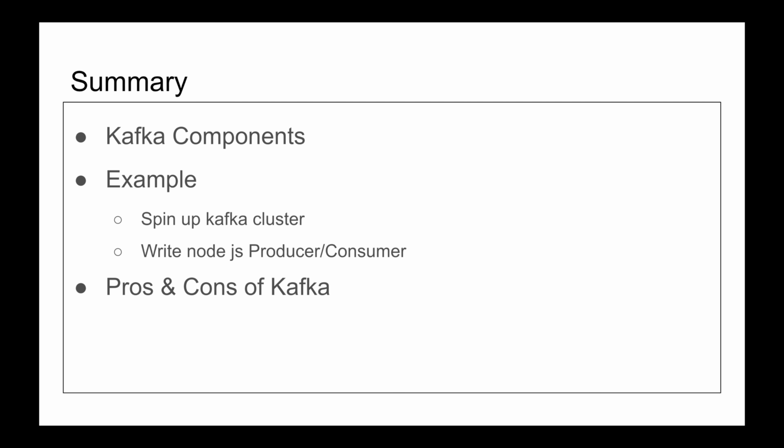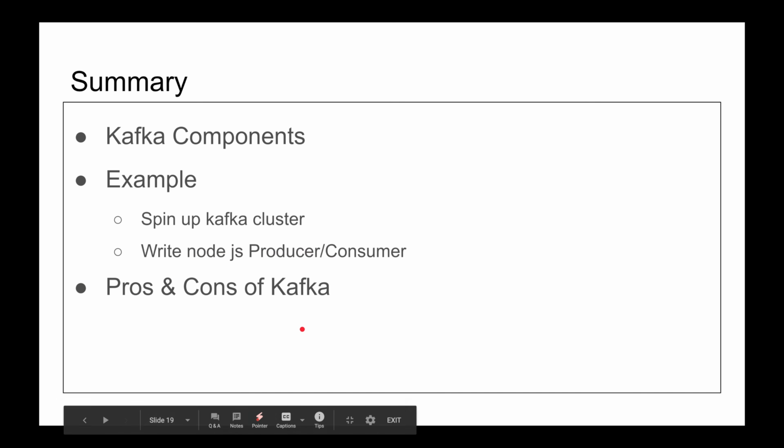So essentially we talked about Kafka components, we talked about the brokers, right? We talked about partitions, we talked about producers, consumers, right? We talked about ZooKeeper. We did an example where we spin up a Kafka cluster, a ZooKeeper, all that jazz. We wrote a producer and consumer with Node.js. We showed how the load balancing is done. We showed how the rebalancing in a group is done and all that stuff. We talked about the pros and cons of Kafka, right?